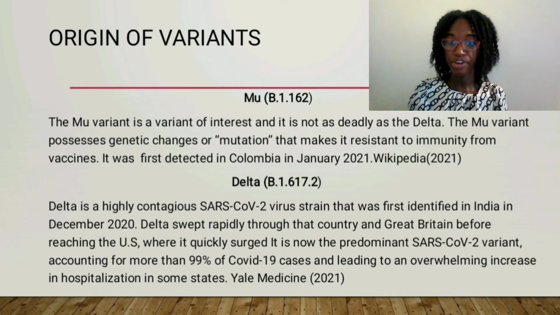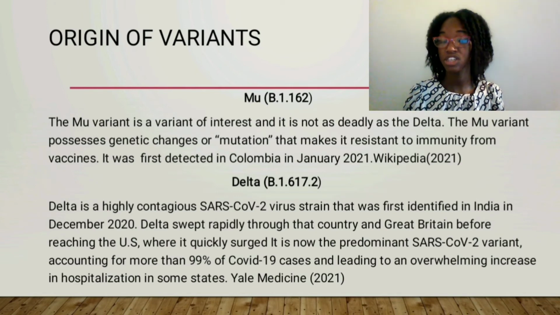The mu variant now is another variant, and it is also known as B1162. That variant is a variant of interest, and it is not as deadly as the delta. The mu variant was first detected in Colombia in January 2021.